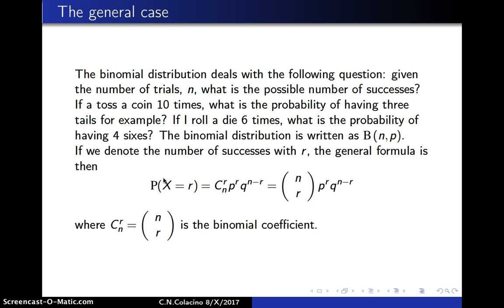The binomial distribution is usually written as B(n, p), for binomial, n number of trials, p probability of success. If we denote the number of successes with r, the general formula is then P(X = r) equals C(n, r) p to the r, q to the n minus r, where C(n, r), which can be written also in this other way, is the binomial coefficient.